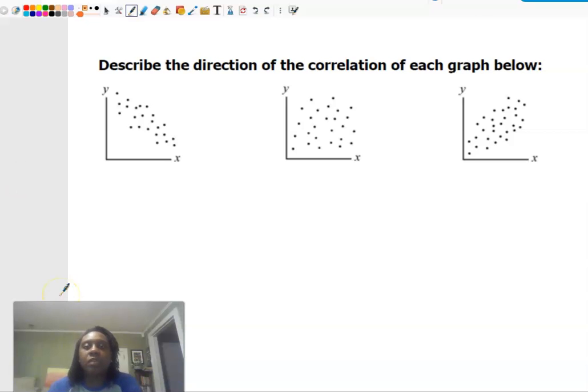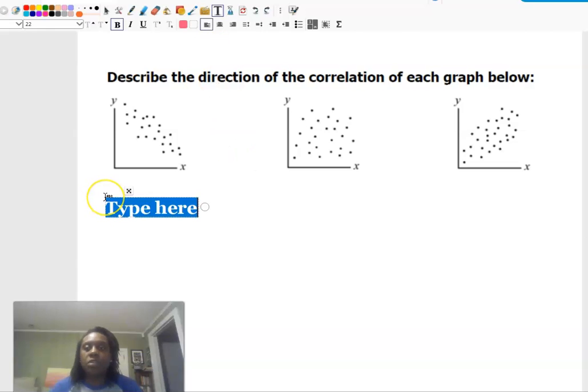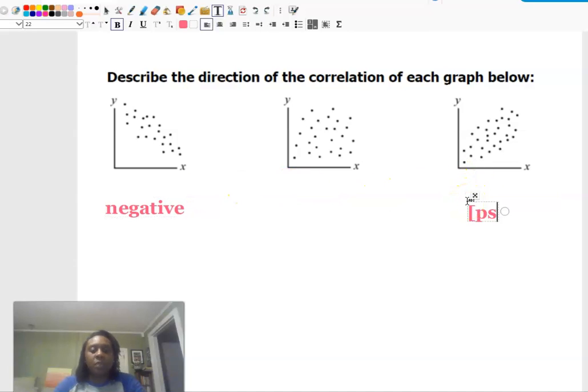All right, so describe the direction of the correlation for each graph below. This one would be negative. And then this one is your positive. And then the one in the middle, because those are just a little bit more scattered, that is going to be your no correlation.